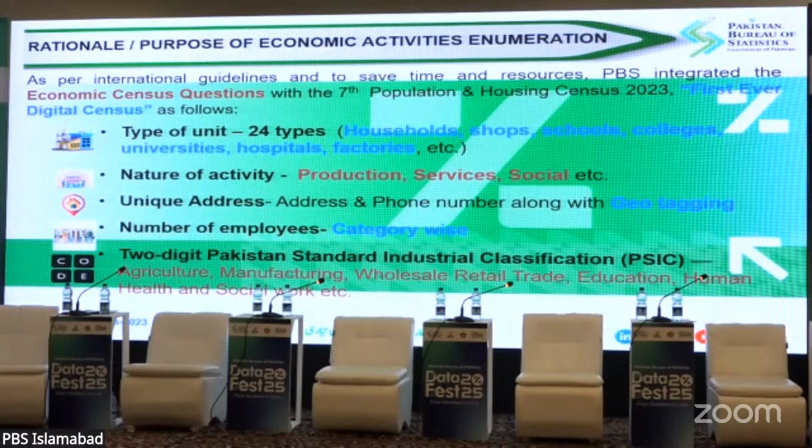Basically, as I have told you, this was conducted along with the 7th Population and Housing Census 2023, the first ever digital census. Basically, 24 types of units were enumerated: households, shops, schools, colleges, universities, hospitals, and factories. And the nature of activity, that is, what kind of economic activity they are engaged in, whether production activities, services, or social kind of activities. We have their unique addresses and also the phone numbers along with the geotagging. Phone number was optional, but those who have provided it, we do have that information also.